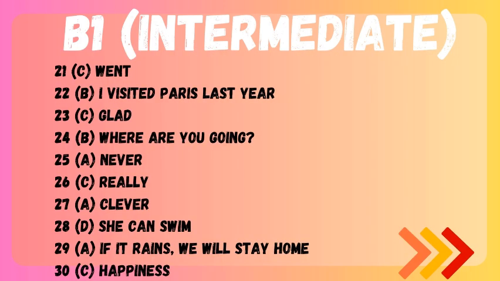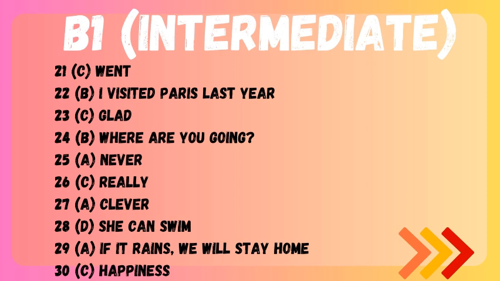21. C. Went. 22. B. I visited Paris last year. 23. C. Glad. 24. B. Where are you going? 25. A. Never. 26. C. Really. 27. A. Clever. 28. D. She can swim. 29. A. If it rains, we will stay home.